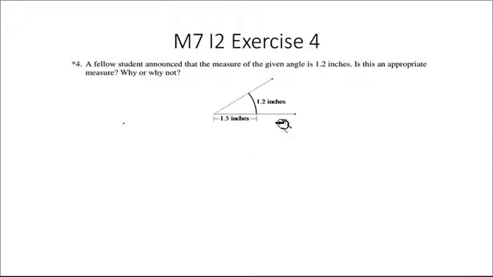Number 4 asks us to determine whether a student's statement is appropriate. The student announced that the measure of the angle which subtends an arc length of 1.2 inches in a circle of 1.5 inch radius is 1.2 inches. Is this an appropriate measure? Why or why not?